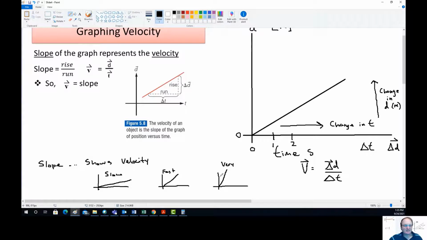And I didn't mean to draw it kind of bent. It should be nice and straight. So just draw it. It's just got to be steeper than my fast one. There we go. That's very fast, steep, right? So your slope is indeed your rise right there.